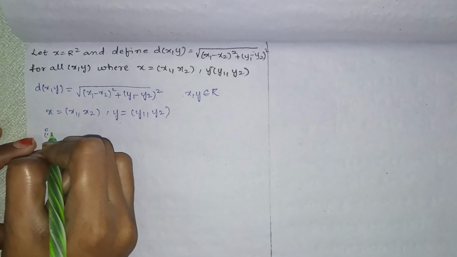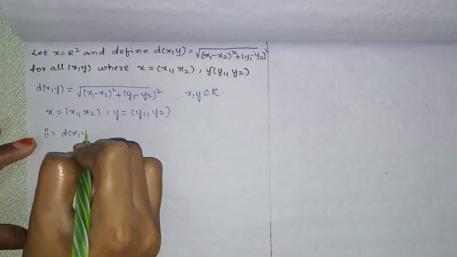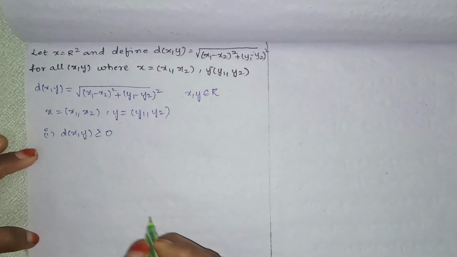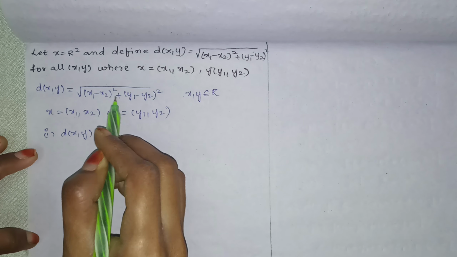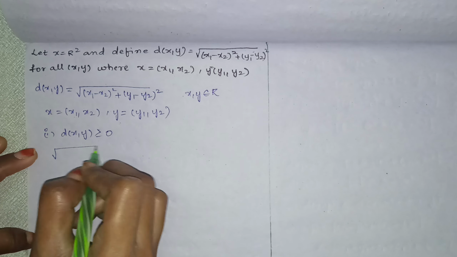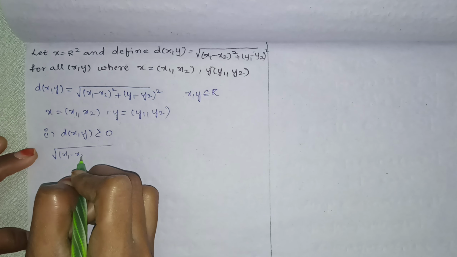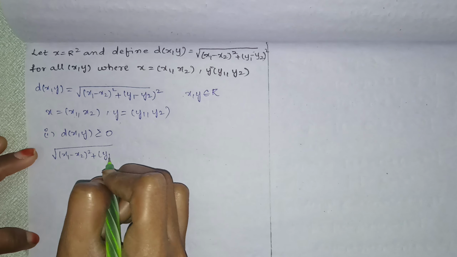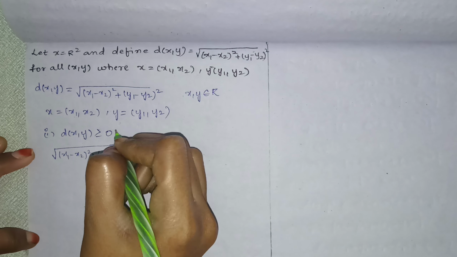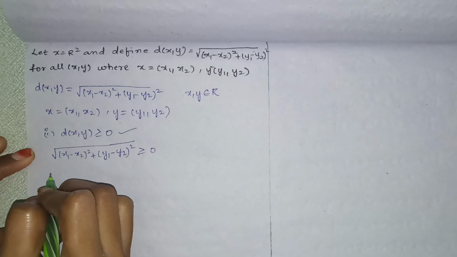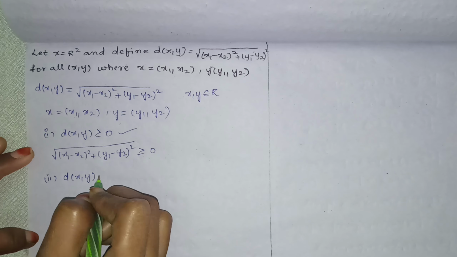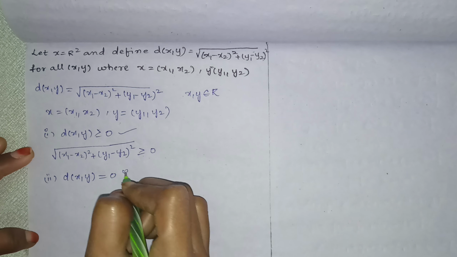So the first property is d of x comma y is greater than or equals to 0. As it is a root and a square, therefore d of x comma y is greater than or equals to 0. Therefore (x1 minus x2) whole square plus (y1 minus y2) whole square is greater than or equals to 0. First condition satisfied.